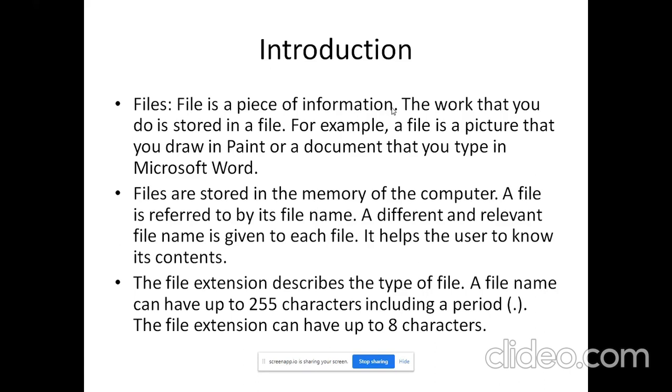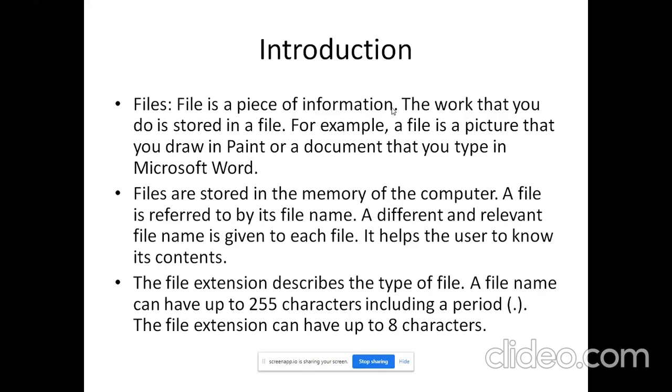A file is referred to by its file name. Each and every file has a name, right? A different and relevant file name is given to each file. It helps the user to know its contents. So each and every file has a unique name. Are you getting my point? Okay. So each file should have a different name, right?